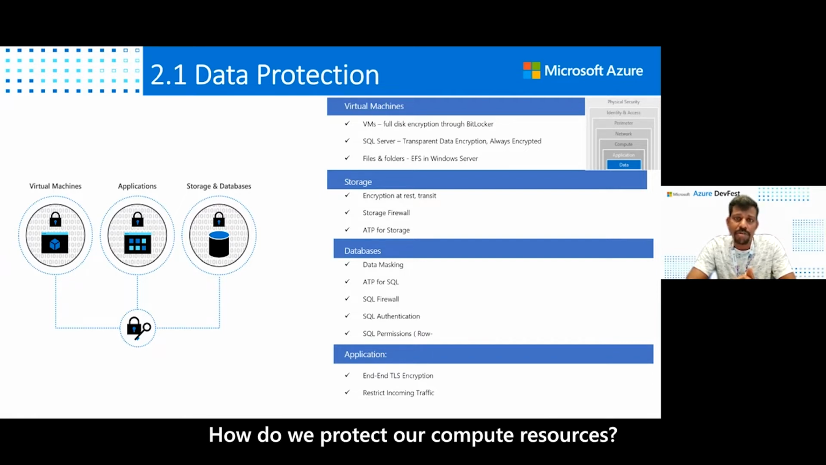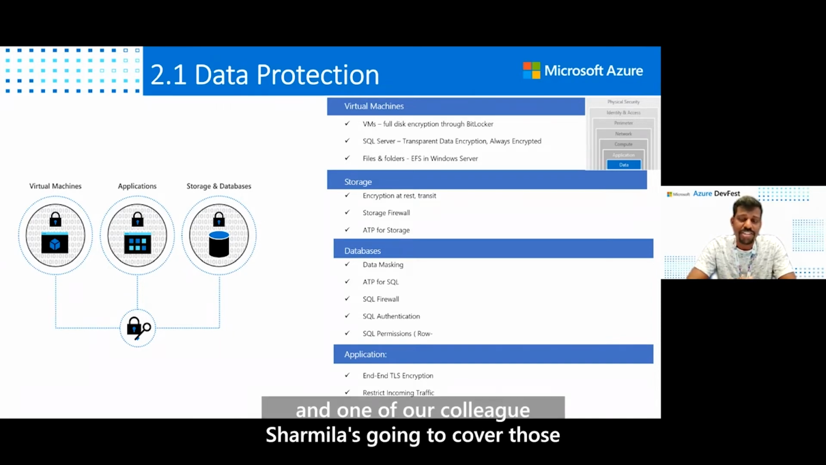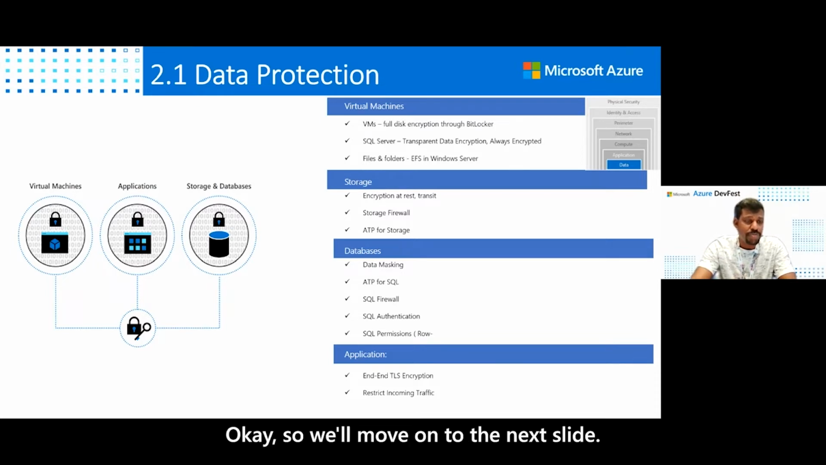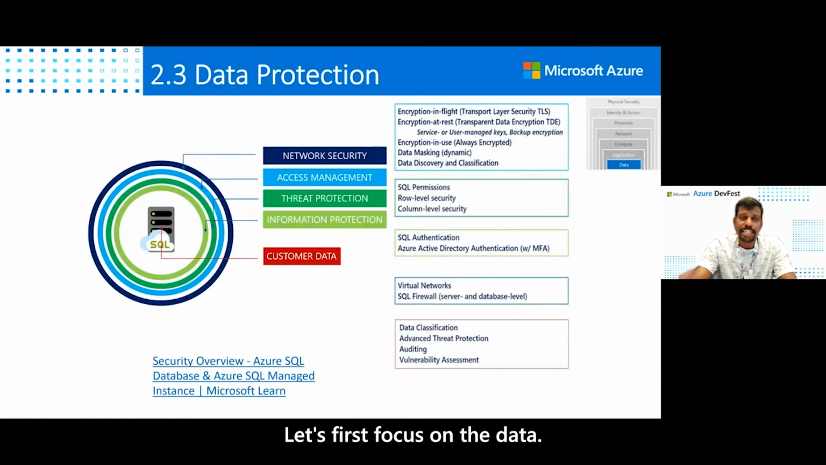How do we protect our compute resources? We do have a dedicated section for it, and one of our colleagues, Shamila, is going to cover those topics later in this session. So for this section, we mainly focus on how we protect our applications and our data services, right? Okay, so we'll move on to the next slide. Let's first focus on the data.